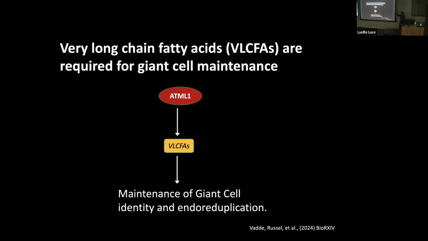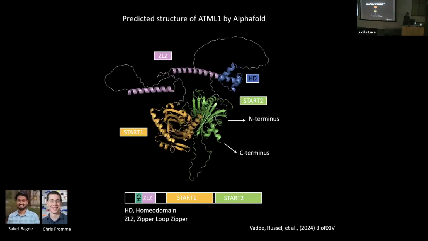So we've got ATML1 increasing the biosynthesis of very long chain fatty acids, which is involved in both the specification and maintenance of giant cell fate, and then also endoreduplication. So what are these very long chain fatty acids doing? We started talking to Chris Fromme about using AlphaFold to look at the ATML1 structure, partly because ATML1 is known to have a START domain. START domains are domains that bind fatty acids, lipids, fatty acid containing lipids, sterols, things of this chemical nature. And so we're like, ooh, maybe there's some relationship here.